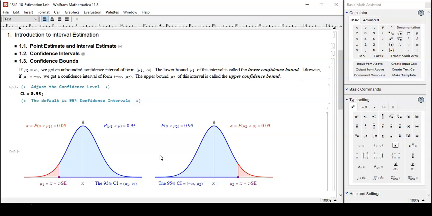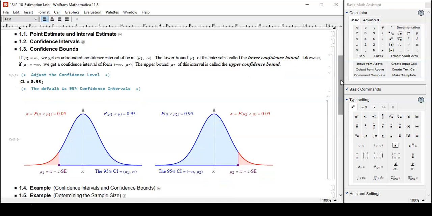So, lower confidence bound, picture like this, only one side. Upper confidence bound, picture like this, only one side. Only lower, only upper. By the way, for traditional reasons, nobody calls it left confidence bound and right confidence bound. It's lower confidence bound and upper confidence bound. So lower numbers go to the left, higher numbers go to the right, and that's the number line. Okay, that's the theory.